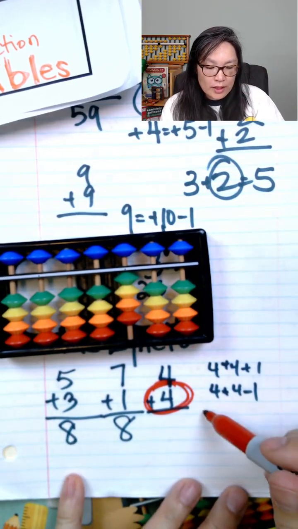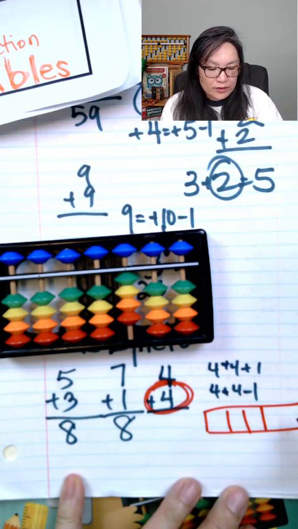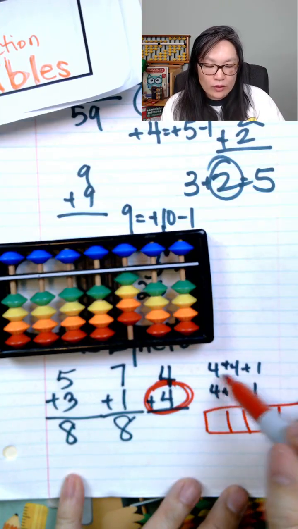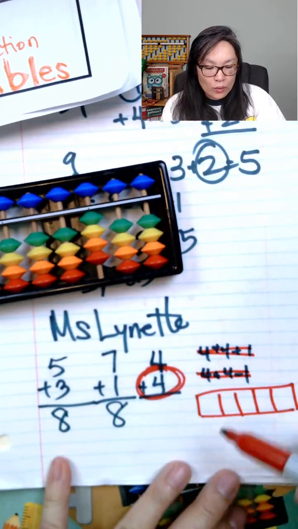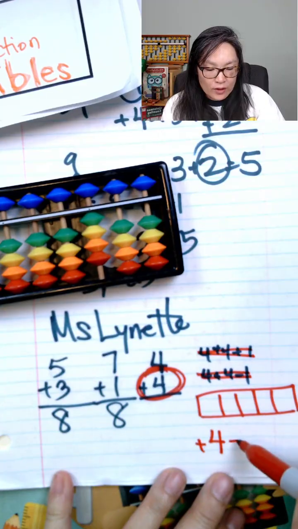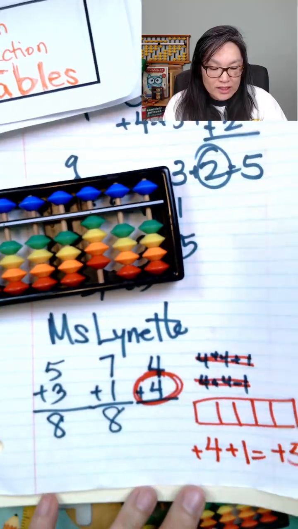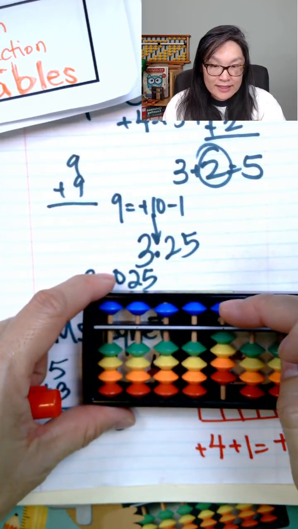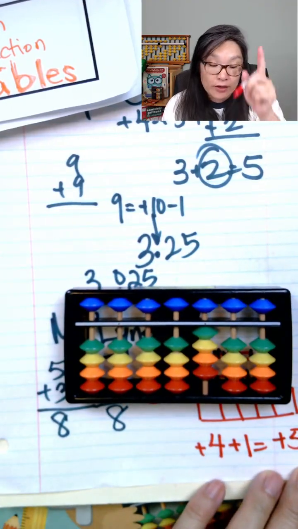In school, the children are taught that 4 plus 1 is equal to 5. So take the 1 from the 4. No, we don't want to take the 1 from the 4. This is not what we're learning. What we're doing is plus the 4 and plus 1 is equal to plus 5. The reason why is because we want to utilize the 5. So we're going to take away from the 5, not from the 4.